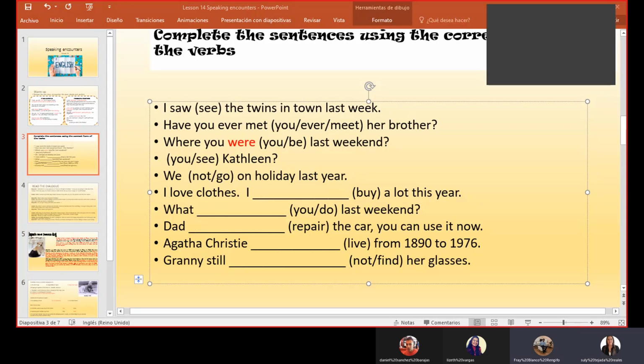Y ahora sí que el teléfono es el que anda loco porque como lo tengo cargando.